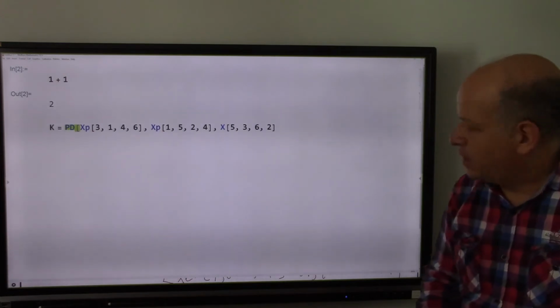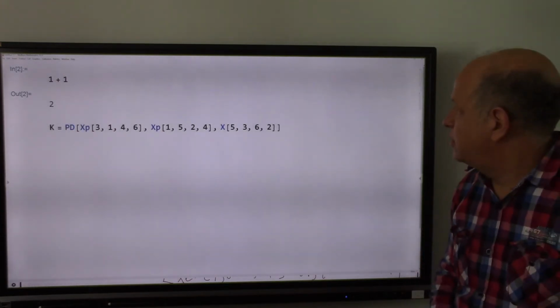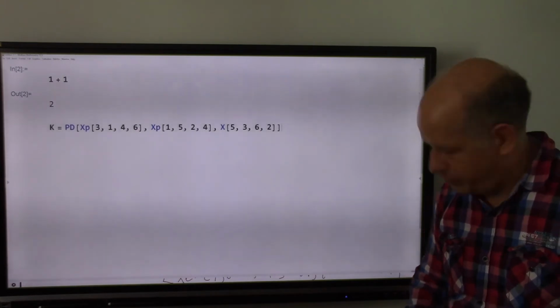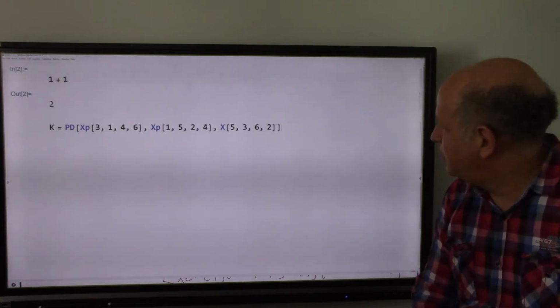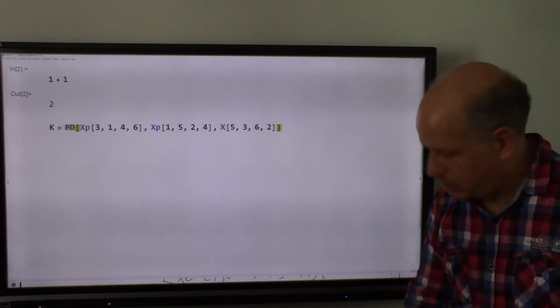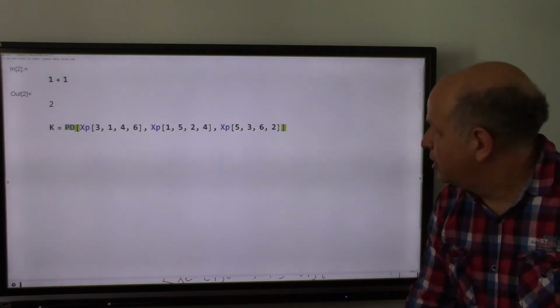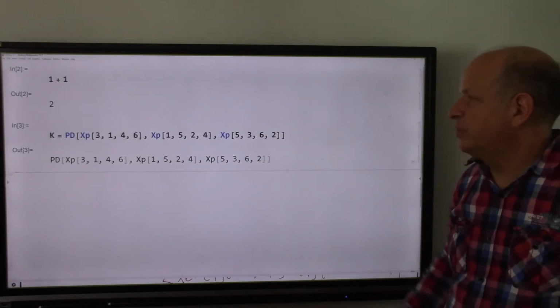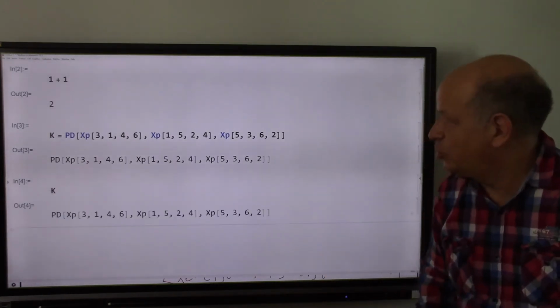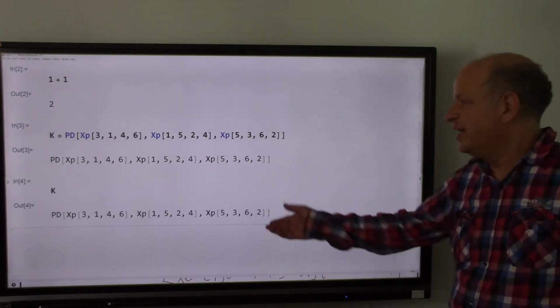Okay. Yep. Now you want to write XP? Oh, you are right, it should have been an XP. Okay, XP, right. So now I'm evaluating it. The computer is returning the same thing. This value has been set into K, so if I ask it to print K, that's K.